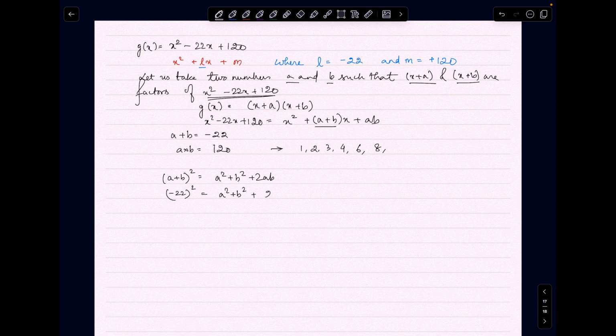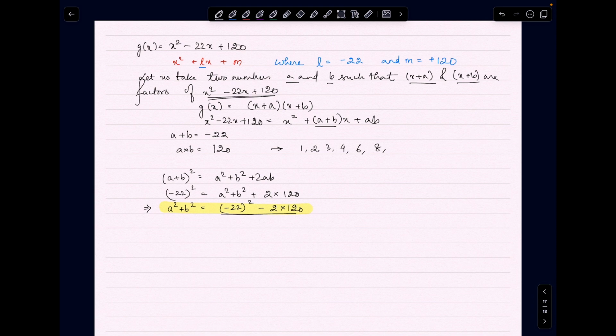Plus 2ab. The ab value is 120. So we can get a square plus b square equals minus 22 whole square minus 2 into 120. I am not multiplying it; let it rest as it is. This is the a square plus b square value.